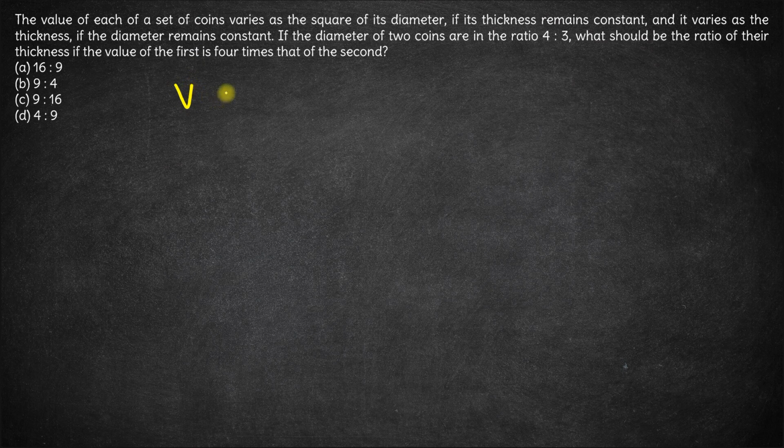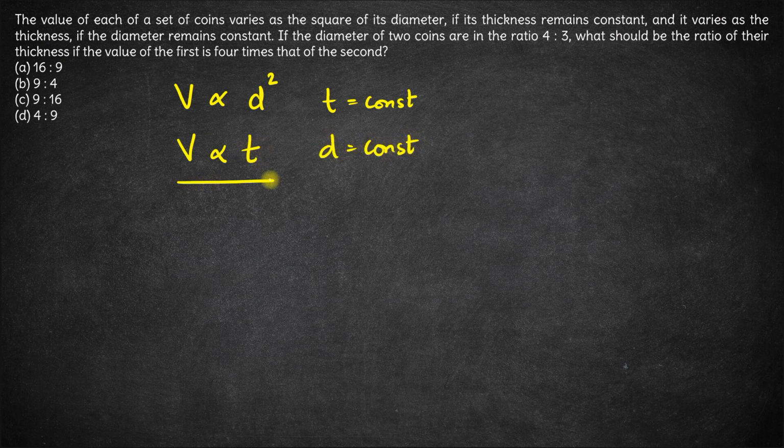Hi, here in this question we have the value of each coin varies as square of the diameter. So we know value is directly proportional to square of the diameter if its thickness is constant, and the value varies as the thickness is directly proportional to thickness when diameter is constant. So combining these two, we know value is directly proportional to d square into t.